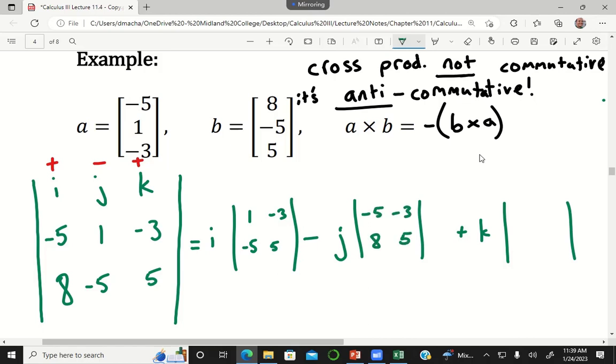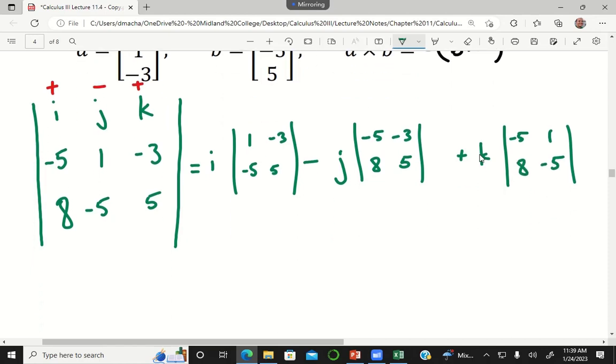Perfect, yeah. Very good. And then k times the determinant of -5, 1, and perfect. Okay. So I have i times, what is this determinant? -10, very good. Minus j times, what is this determinant?